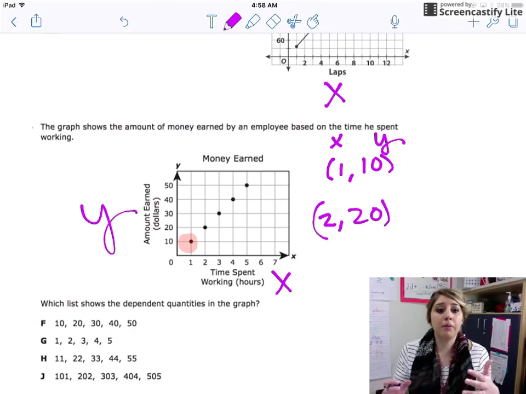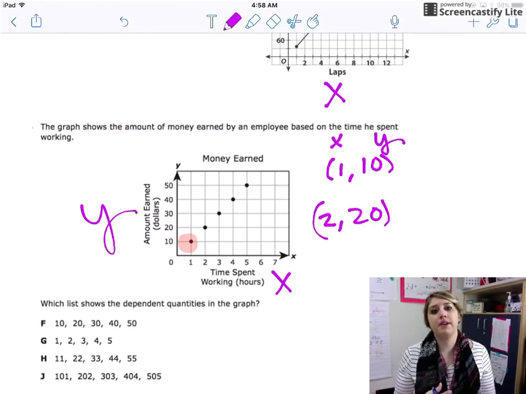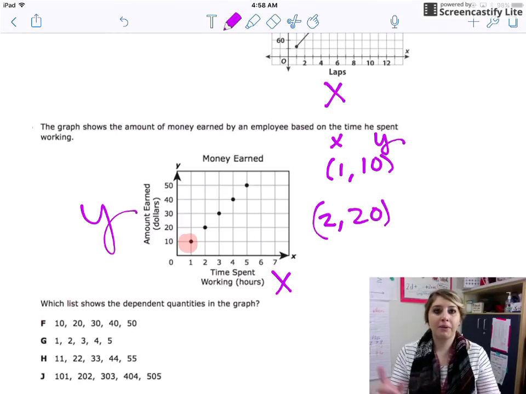Okay? So I want you to go ahead and write out all the ordered pairs, find the dependent variables, answer the question, and then once you're done, you can hop on to MobyMax, and I will see you at my next station.